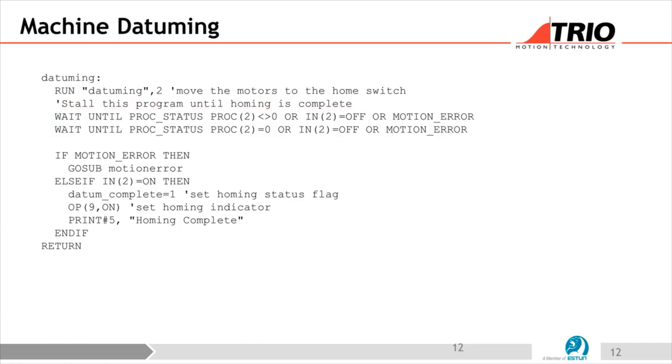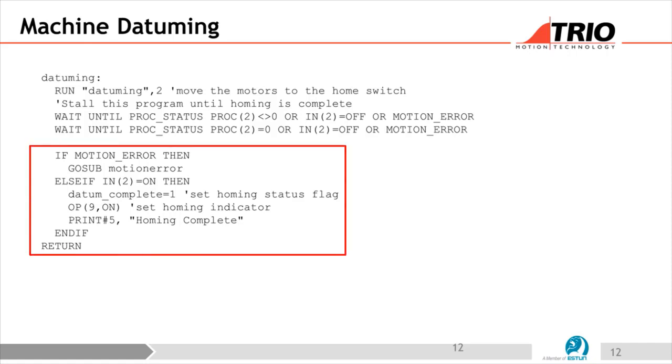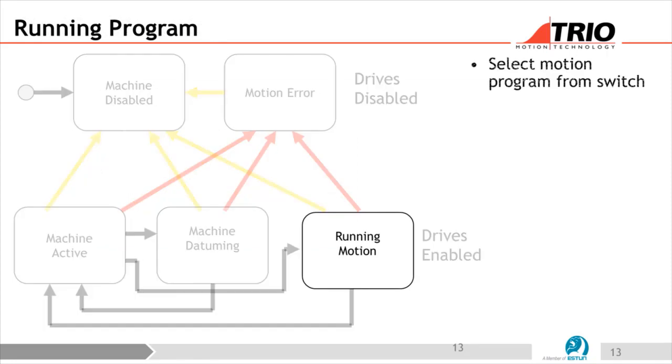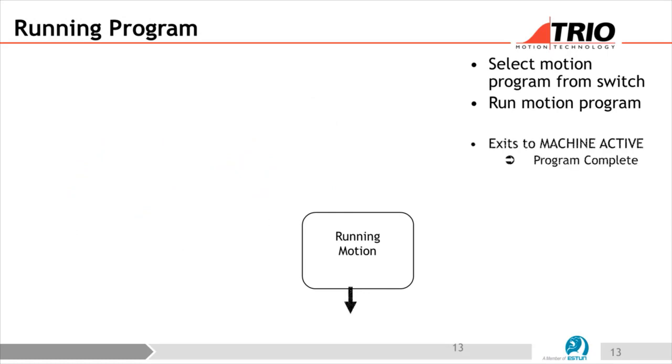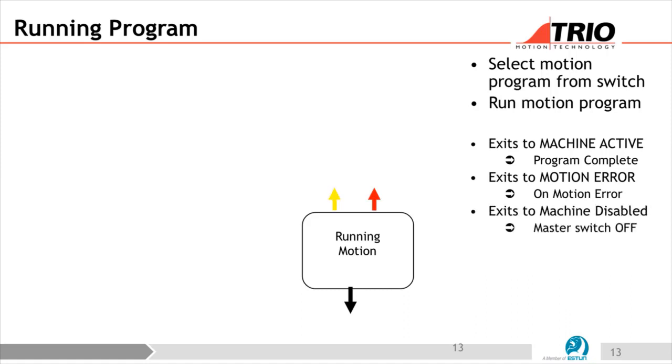Okay, so that's doing the datuming, and then at the end of here, if there is a motion error, we go off there, and if there's no motion error, we check again, and then we go off and return back to where we came from, basically. And then the next bit's the running program, which will do whatever motion it is. We can come out of that back to the active state, error state, or disabled state.